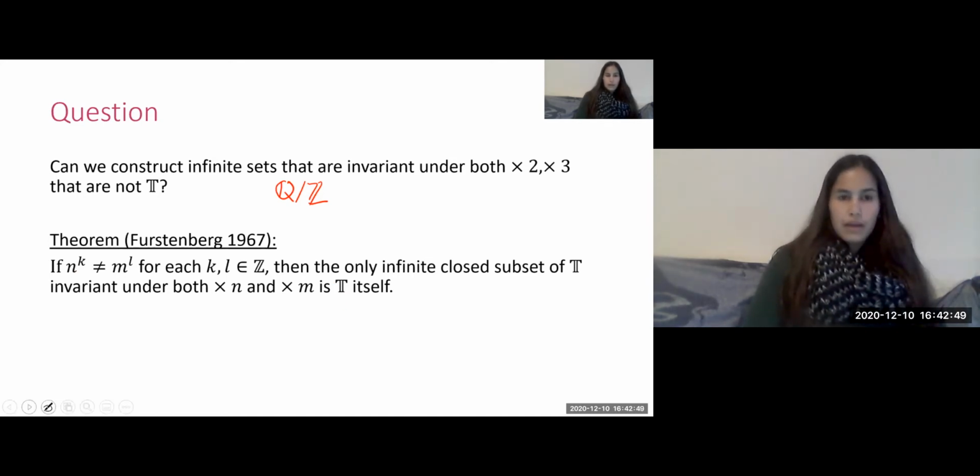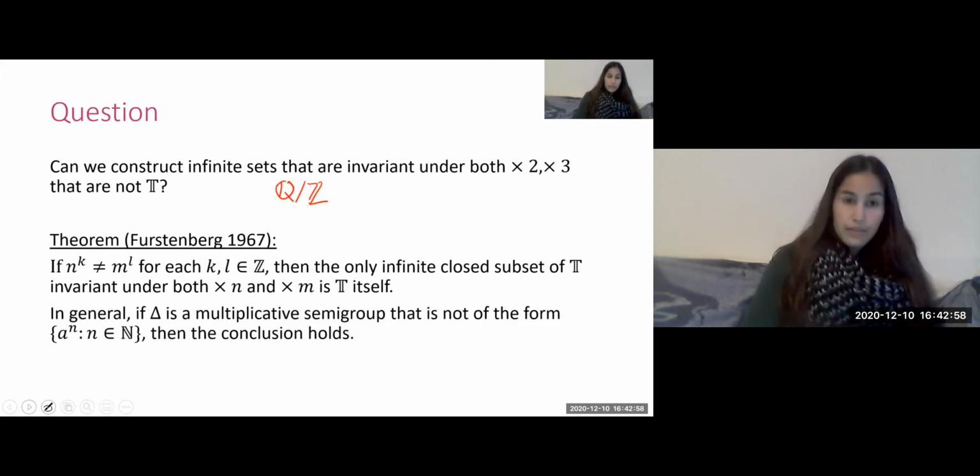In general, from here we get that it's not just something that's invariant under the times n and the times m map. If we take some multiplicative semigroup that's not cyclic, that is, it's not of the form a to the n where n is in N, then the conclusion holds. For this type of thing, if you take a equals 2, then we already saw a counterexample. So for any multiplicative semigroup that is not generated by one element, the only infinite closed subset is going to be the torus itself.